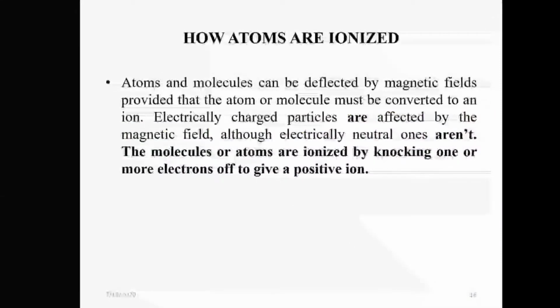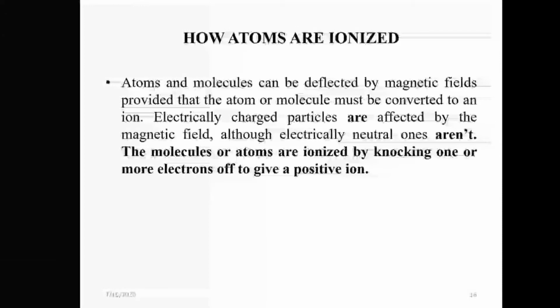Now, how are atoms ionized? Atoms and molecules can be deflected by magnetic fields. In the instrument, there's a magnetic field where the ions are deflected according to their mass. The atom or molecule must be converted to an ion before it enters the magnetic field. Otherwise, it will not be detectable, as I just mentioned earlier.